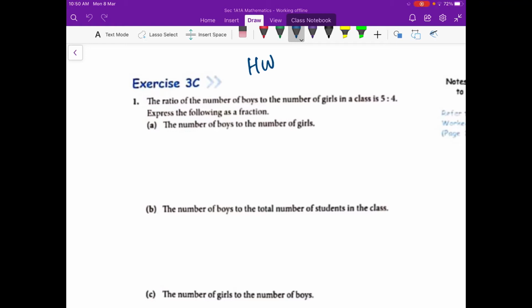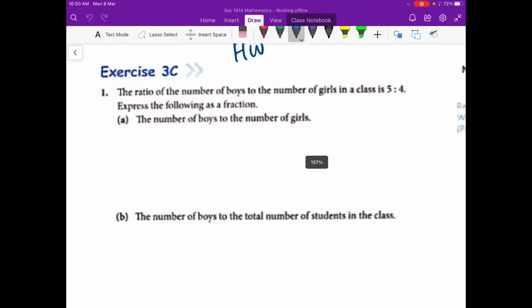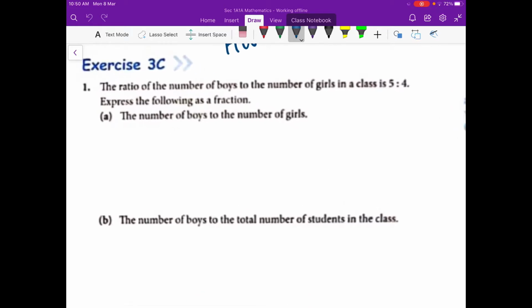Exercise 3C. So the ratio of number of boys to girls. Boys to girls. Can you please indicate this on your question? Boys to girls.